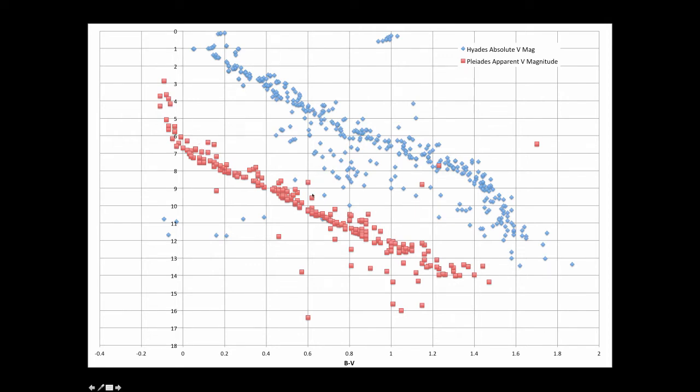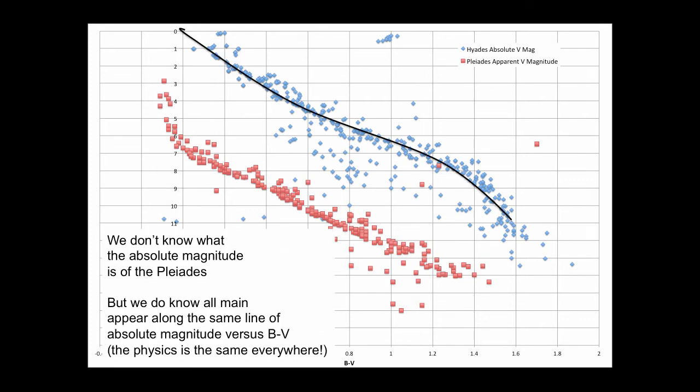Notice that the main sequences on both clusters are parallel to each other. They have the same shape, and that's because the appearance of the main sequence is driven by physics. And physics is the same no matter where you are in the universe. But this is really useful. Let's think about it. We don't know what the absolute magnitude is of the Pleiades, but we do know that all main sequences appear along this same line of absolute magnitude versus the color of the star.